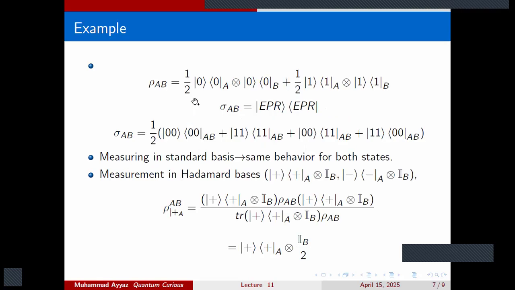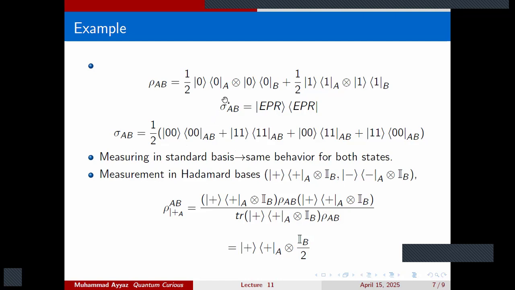So consider we have again the probabilistic mixture of states A and B that are written in the standard basis, and we have the pure state of the EPR pair. Writing that pure state in the form of a density matrix for the EPR pair, we can write this as this. So let's measure both states in the standard basis.